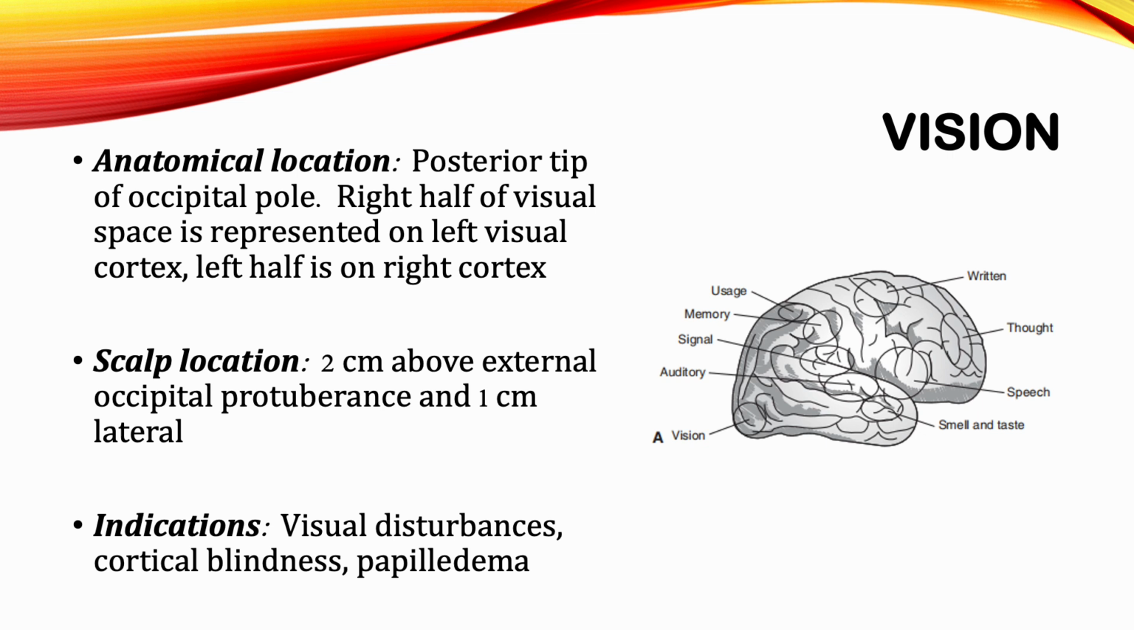Anatomical location of the vision area: at the posterior tip of the occipital lobe. The right half of the visual space is represented on the left visual cortex, and the left half is on the right cortex. Scalp location: it is located on the scalp 2 centimeters above the external occipital protuberance and 1 centimeter lateral. Indications: visual disturbances, cortical blindness, and papilledema.